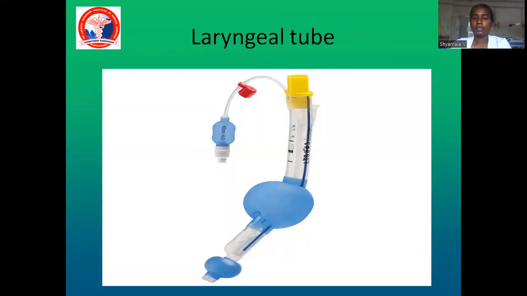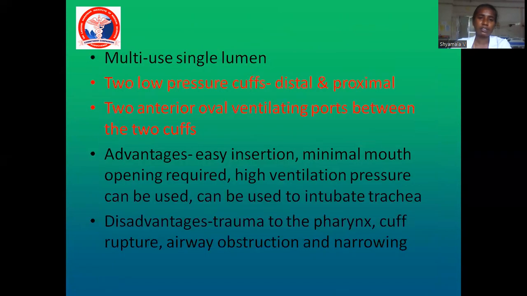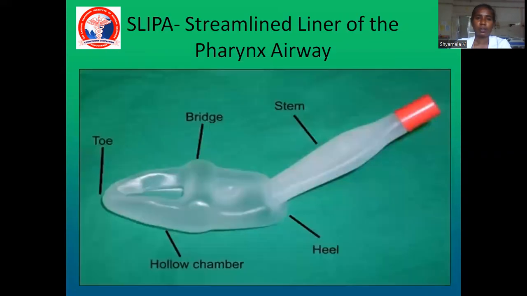This is the laryngeal tube. The laryngeal tube has a very fast intubation rate. Even for head and neck surgeries, you can use it. This is a streamlined liner of pharyngeal airway. Same like our foot, you have to put it just inside. No other special maneuver is needed.